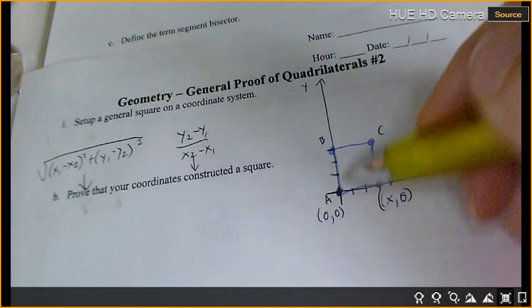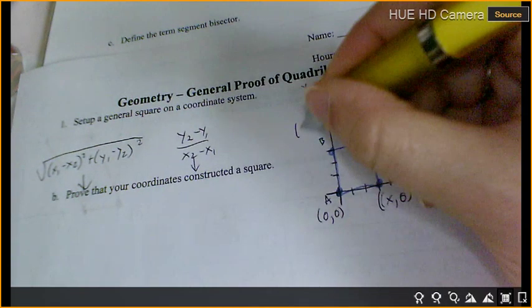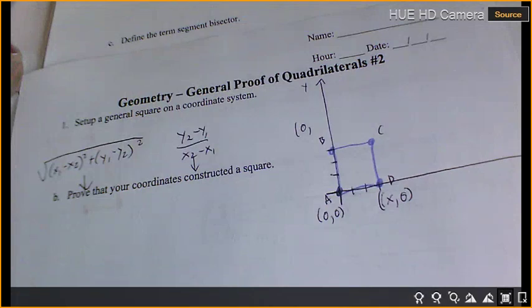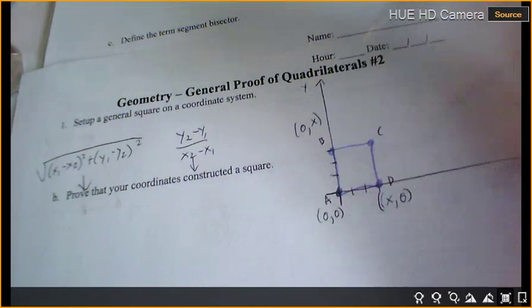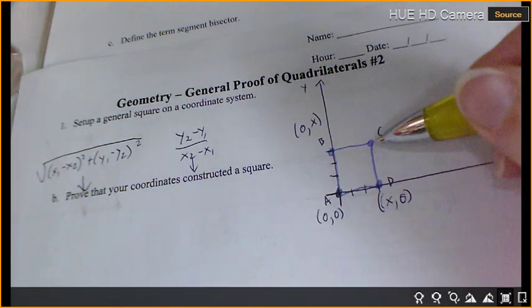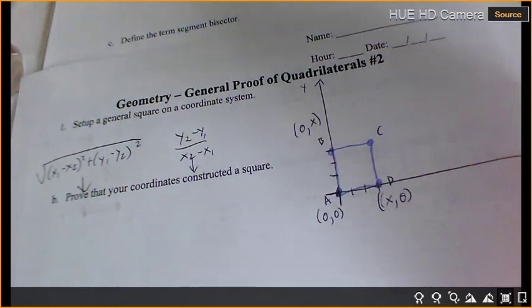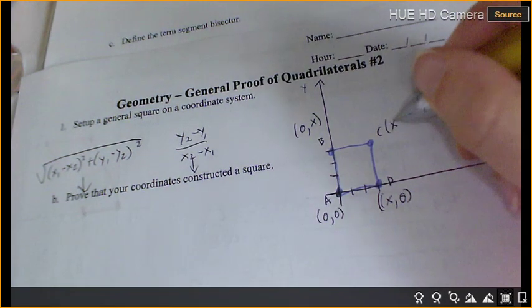Now we want these to be the same. So how much do I want to go? I didn't go over at all for B, but how much did I go up? X. Okay, so what would C be? I went over and up. How much?